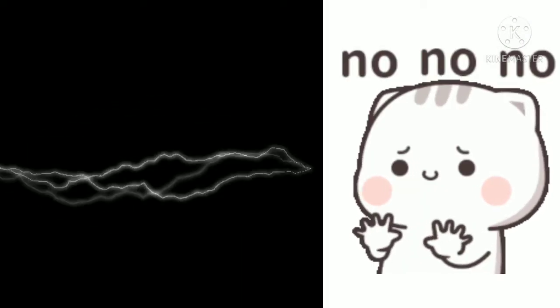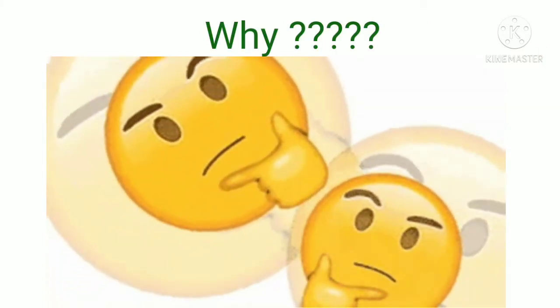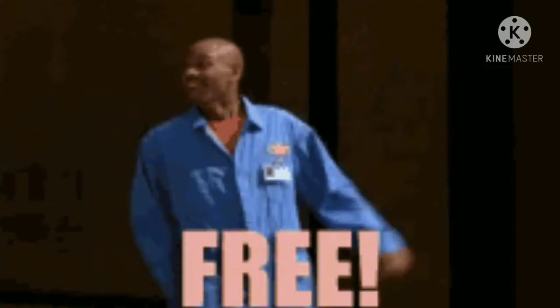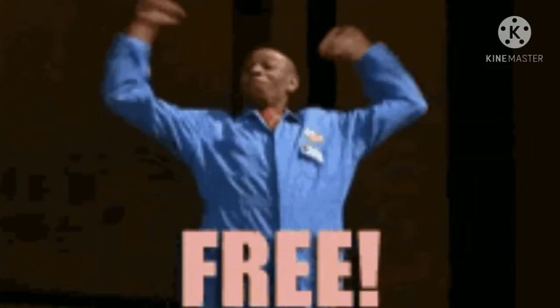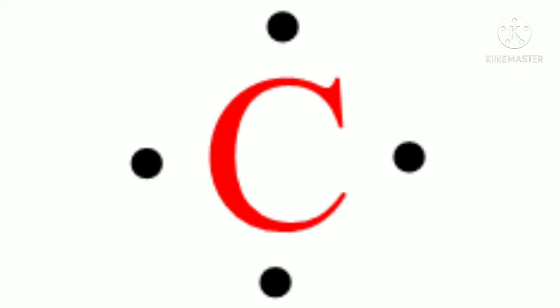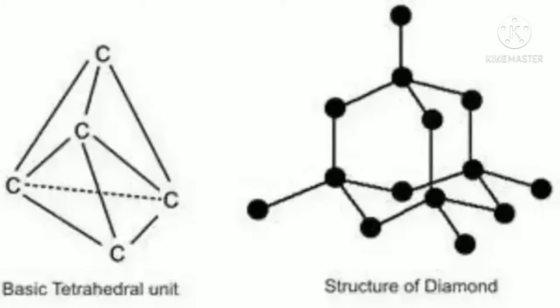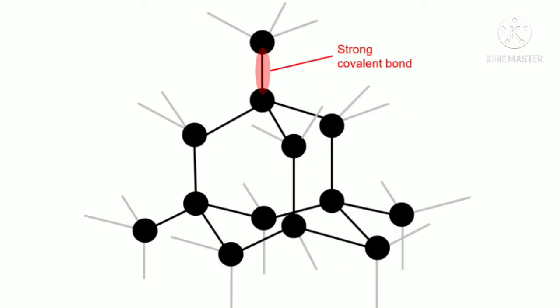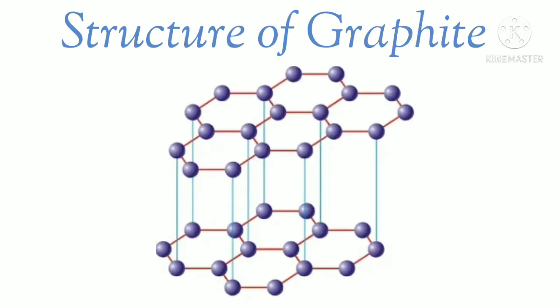It is a non-conductor of electricity. Why? Well, as to conduct electricity, free electrons are needed. And as we know that a carbon atom has 4 valence electrons. And each carbon atom in diamond is bonded to 4 other carbon atoms by covalent bonds. Hence, there are no free electrons to conduct electricity.